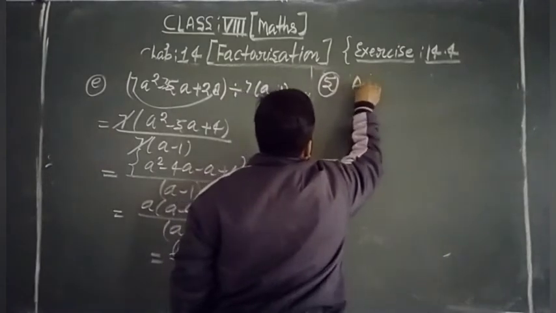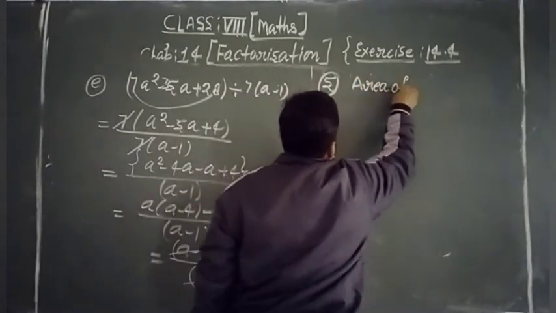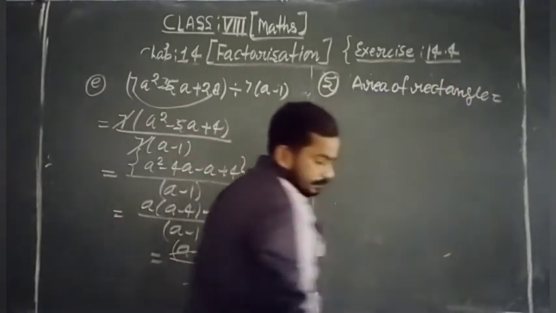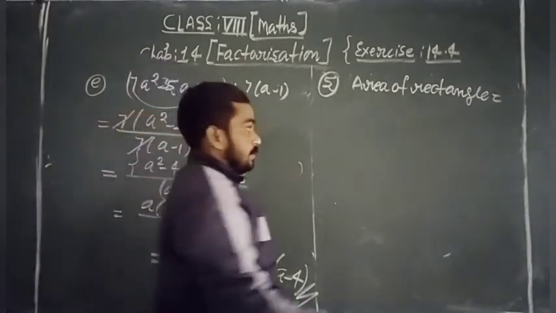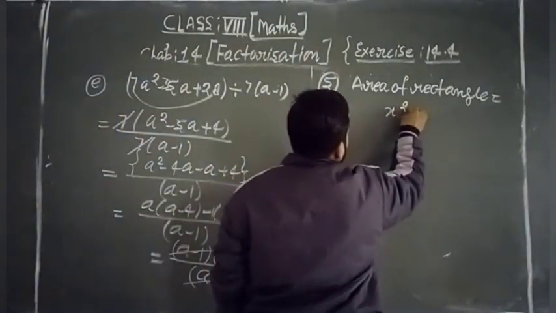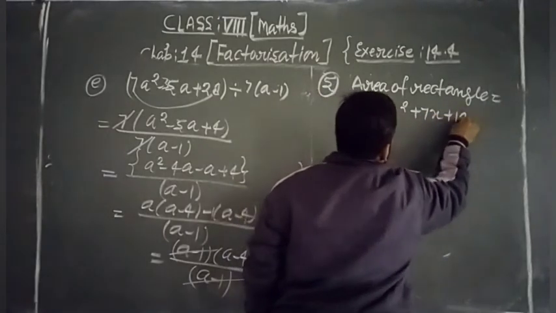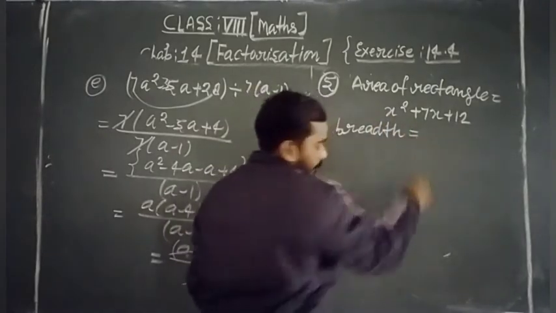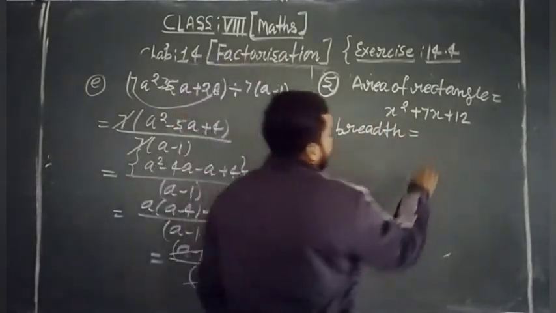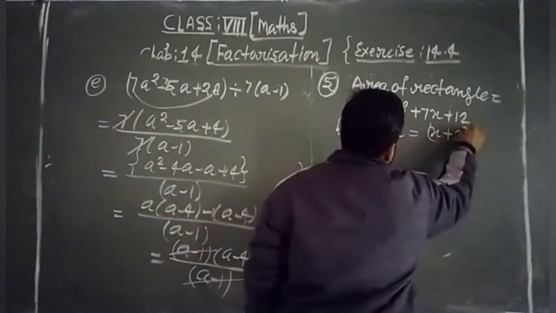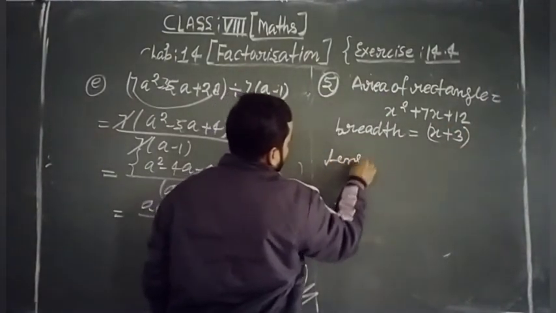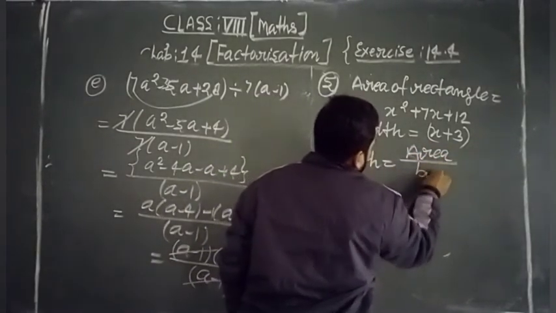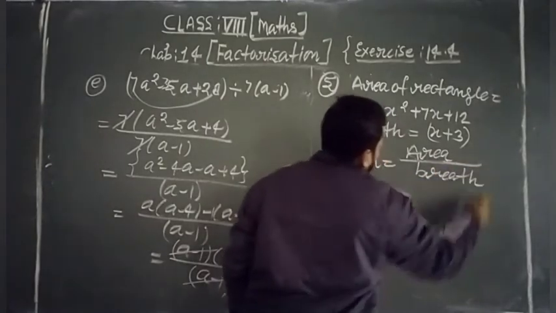Area of rectangle is given: area of rectangle equals x square plus 7x plus 12, and breadth is given. Breadth is equal to x plus 3. You have to find out the length. So length equals area upon breadth.